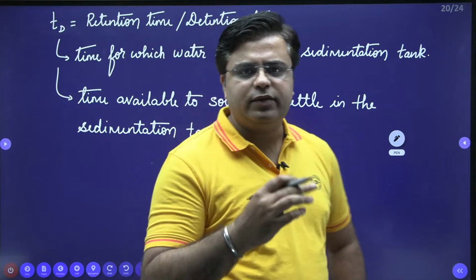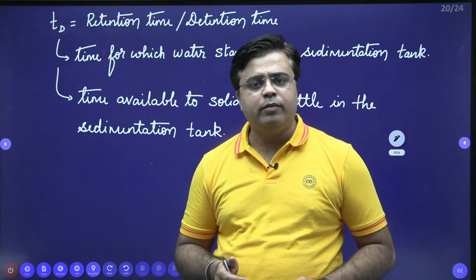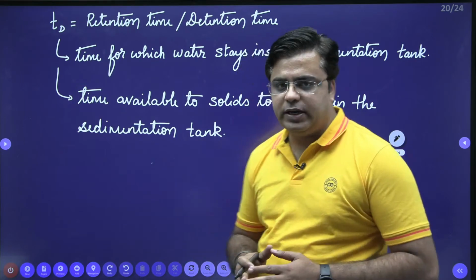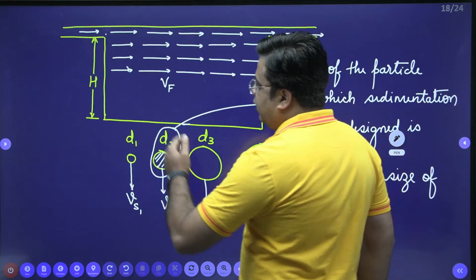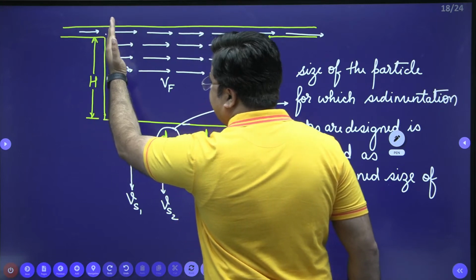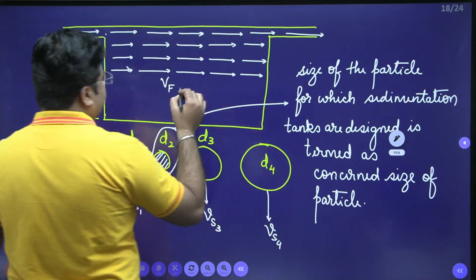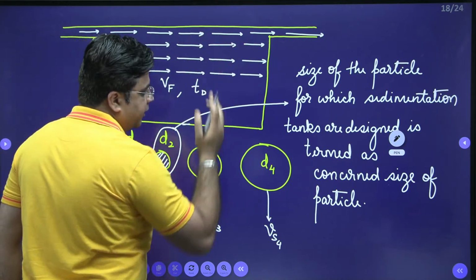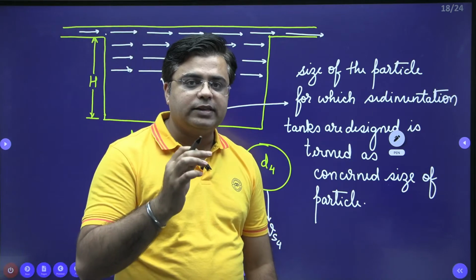Most of the students have this confusion. What is Td? Td is nothing but the retention time or detention time. It is the time for which water stays inside the sedimentation tank. When you observe this flowing water, this water is entering from this end. In Td time, this water will reach this end. So the time available with the solids to settle inside the tank is Td.